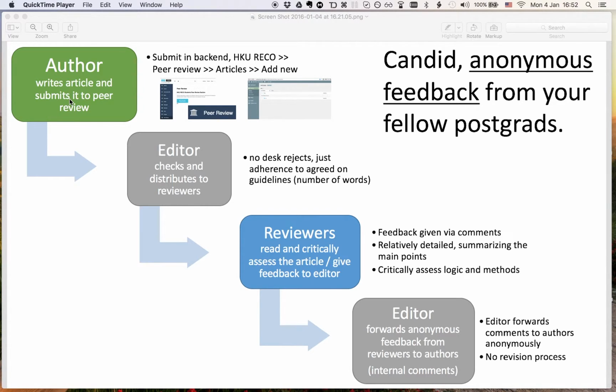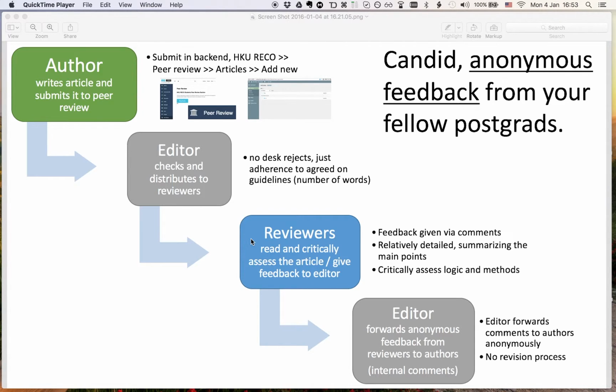These are now the 4 steps which the system supports. Firstly, an author can write an article either directly in the system, or copy and paste parts of a Word document into it. Then the editor checks. We don't really have the normal desk reject policies, but just general guidelines, for example, the agreed-on guideline of the number of words.